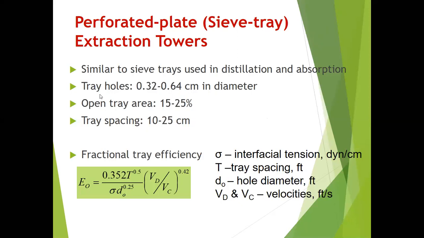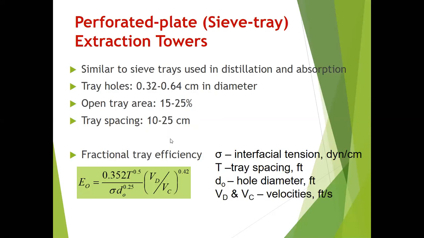tray area, that is the sum of all the areas of your holes, should not exceed 25% of the total tray area. Now, the tray spacing, that is one above and under each other, should not be beyond 25 centimeters or less than 10 centimeters. So the range of the tray spacing value is given here, that is 10 to 25 centimeters.